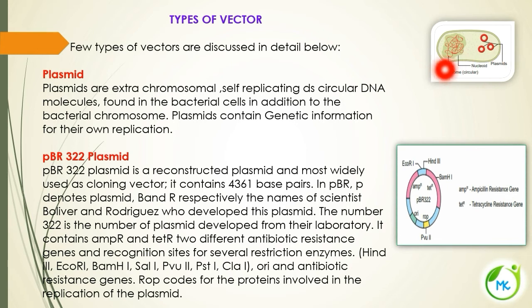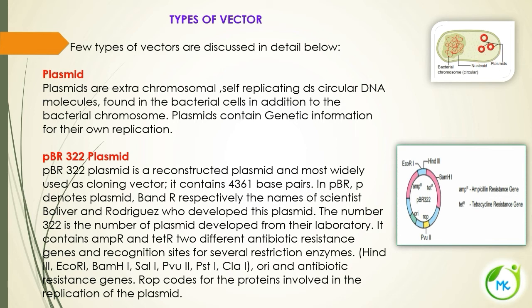So it is found in bacterial cell, in addition to the bacterial chromosome, so that's why it is called extra chromosomal. So apart from the chromosomal DNA, it will have some extra DNA. That extra DNA is referred to as plasmid. And plasmid, I have told you, it will contain genetic information so that it can replicate on its own. It will not be depending upon the host machinery, that is, it will not be dependent upon this bacterial chromosome. This plasmid can replicate on its own.